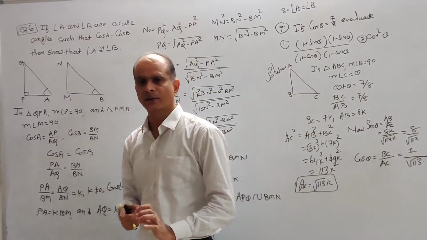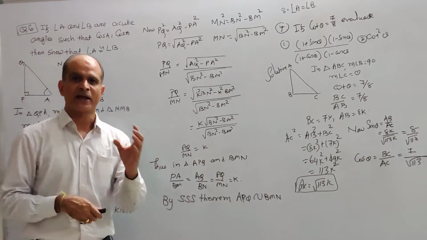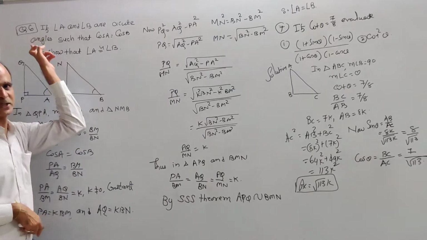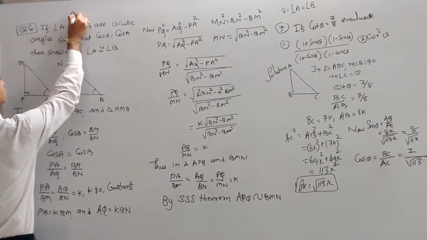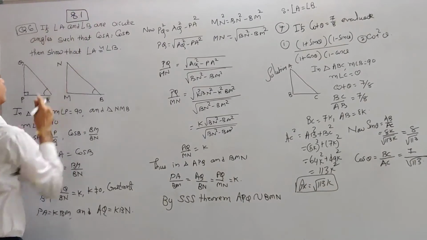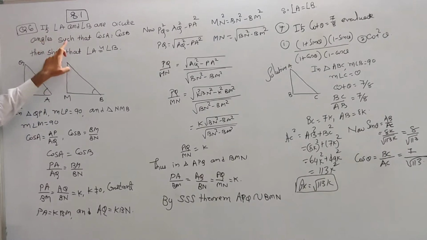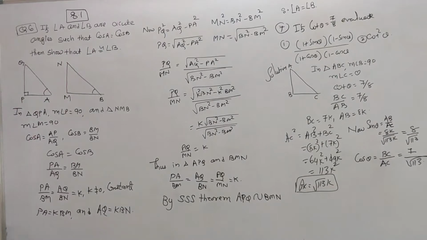In the second lecture, we have discussed 5 examples of exercise number 8.1. Let me start the 6th example of exercise number 8.1. If angle A and angle B are acute angles such that cos A is equal to cos B, then prove that angle A is congruent to angle B.